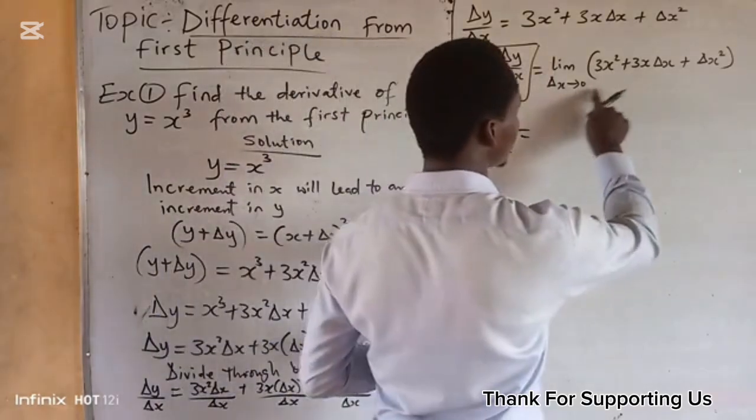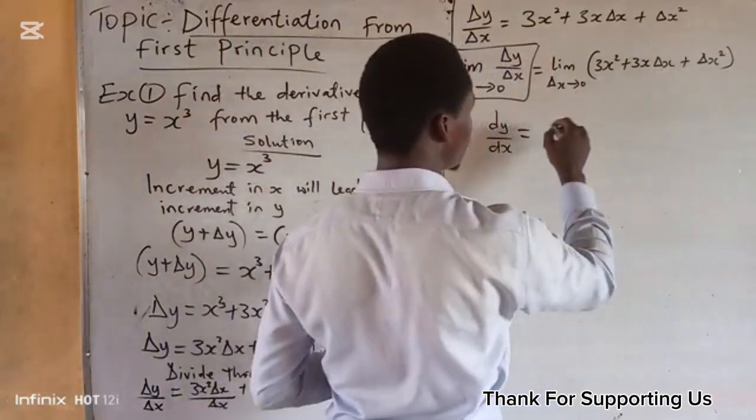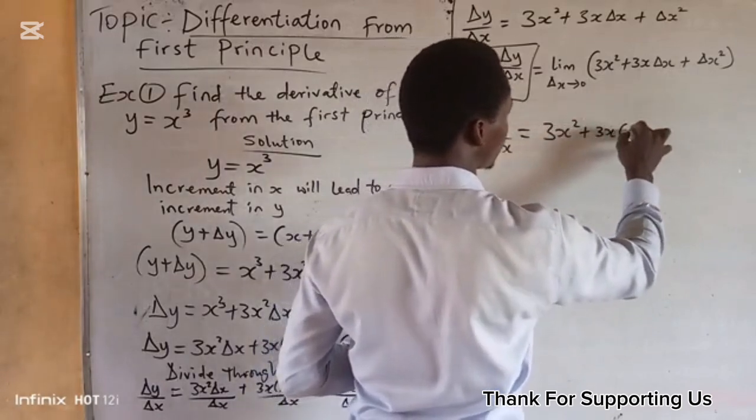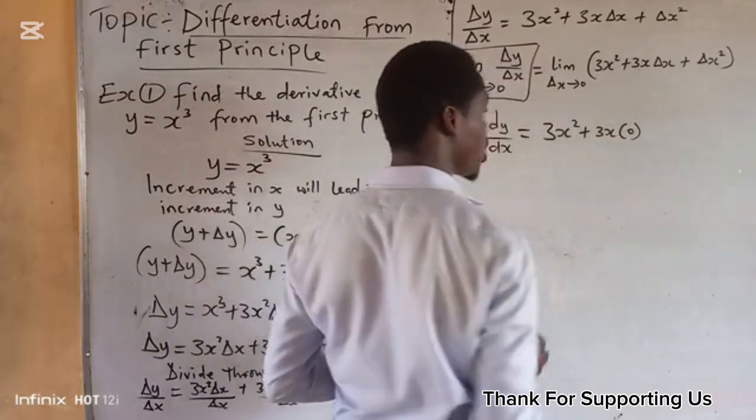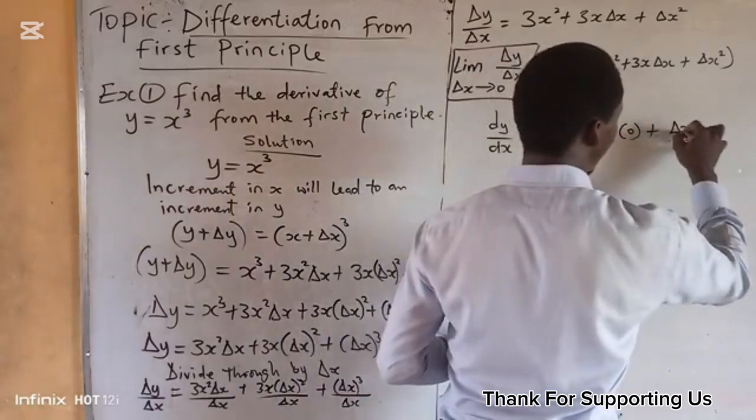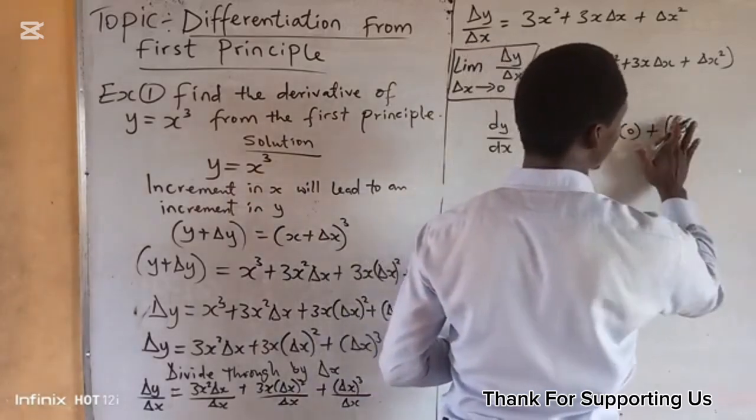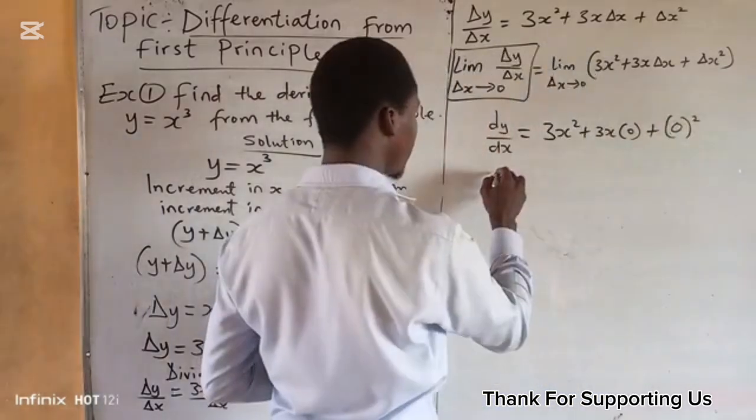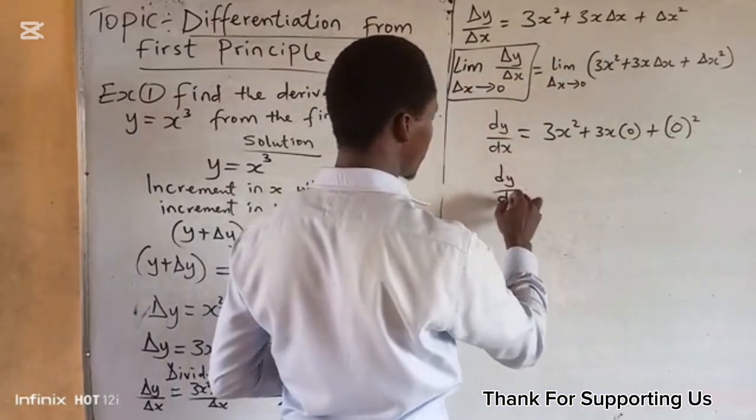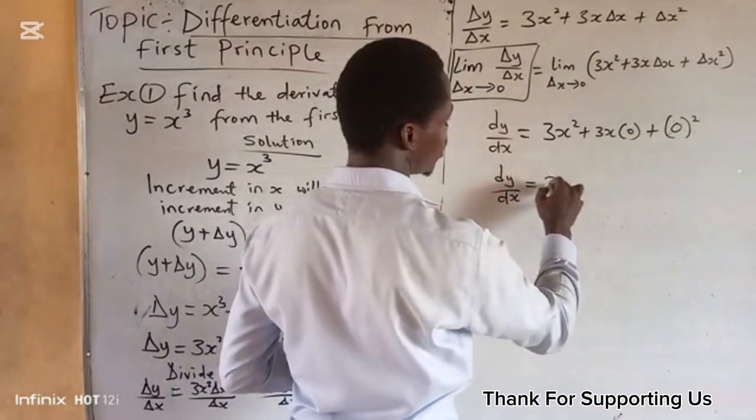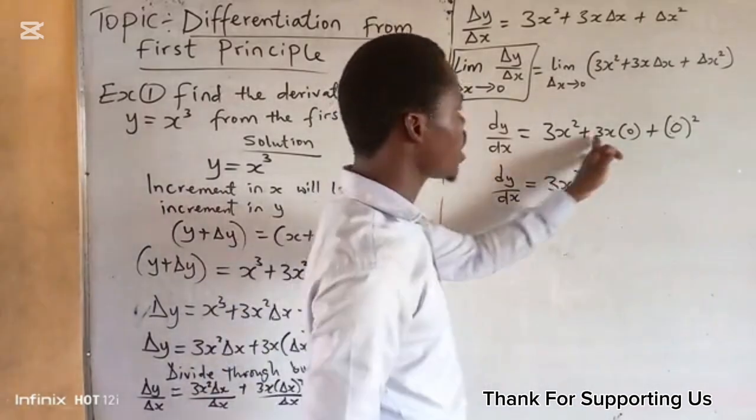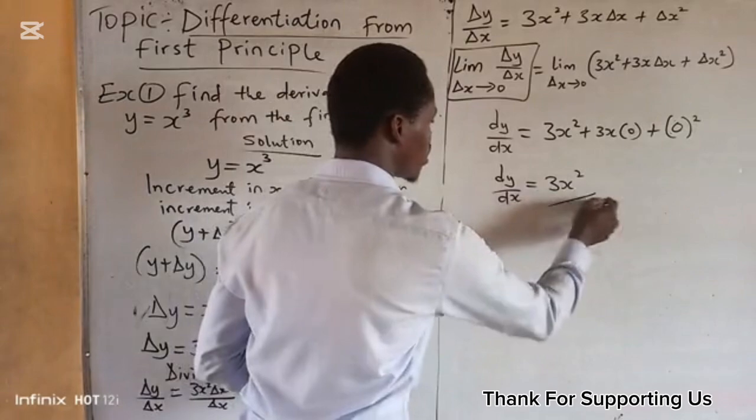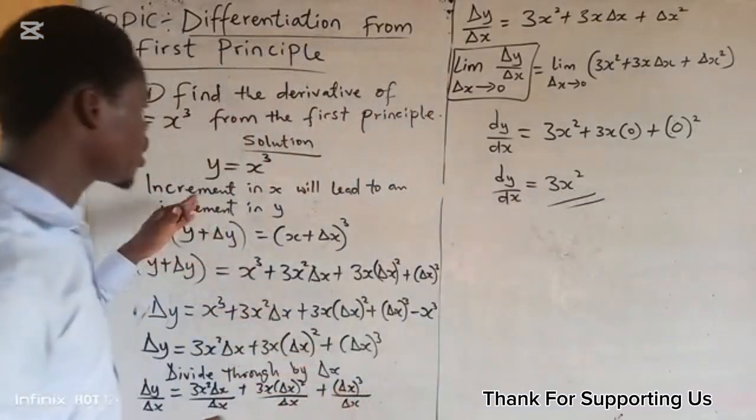That's the slope of the curve. And then wherever you see delta x, you slot in 0, and we have 3x squared plus 3x multiplied by 0 plus delta x squared, which is what? 0. So put 0 raised to the power of 2. So finally our answer is 3x squared. Anything multiplied by 0 is 0. So this is the solution to the problem.